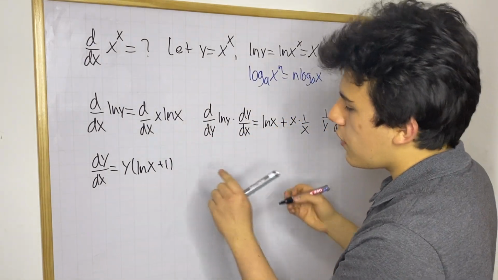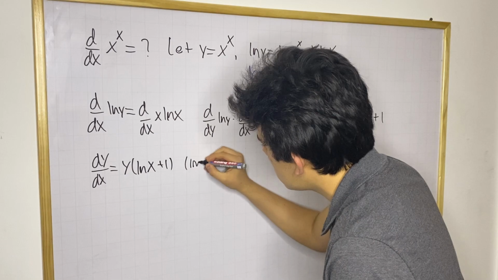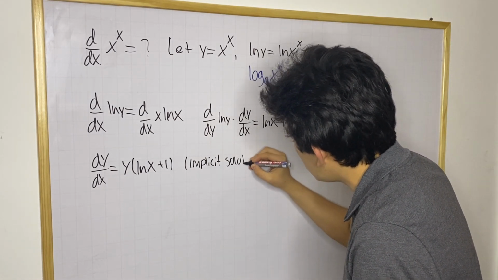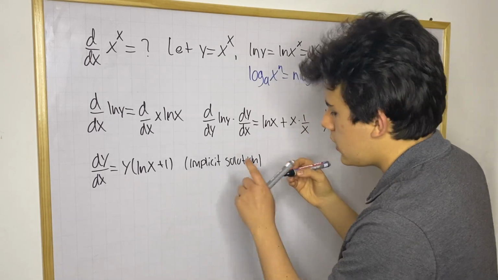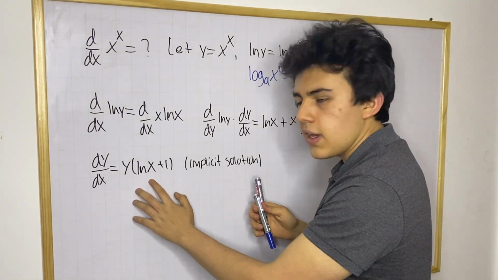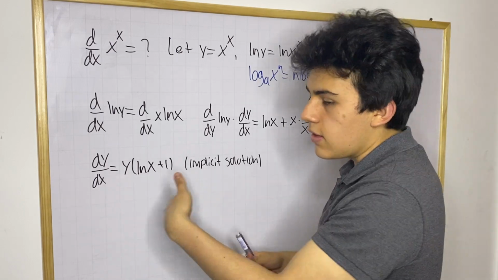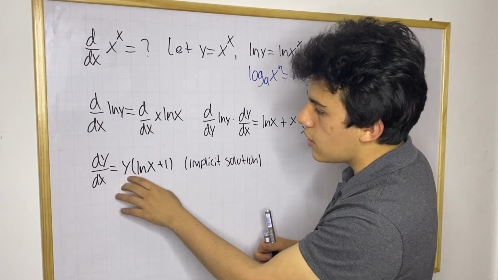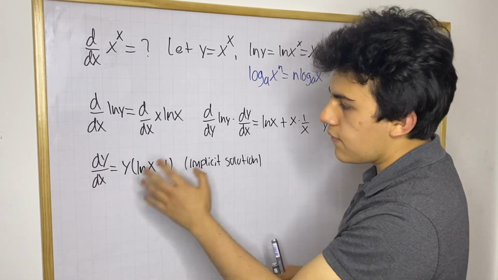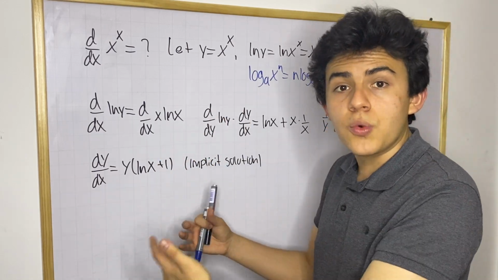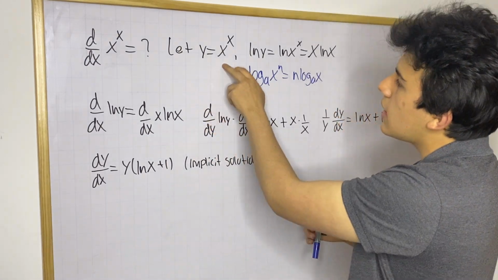And now we know that this would be the implicit solution. In math, this is what you call the implicit solution, because you do not have dy over dx only in terms of x. You also have y in there, okay? So implicitly, you know that y is a function of x, and if you plug in y in terms of x, you're going to get a function that is only in terms of x. And in this case, we do know how much y is. We know that y is equal to x to the x.